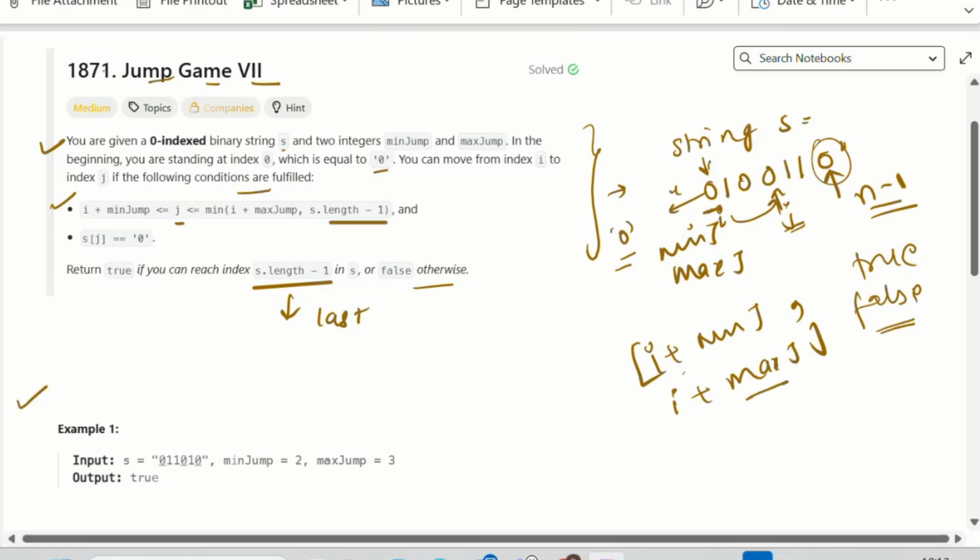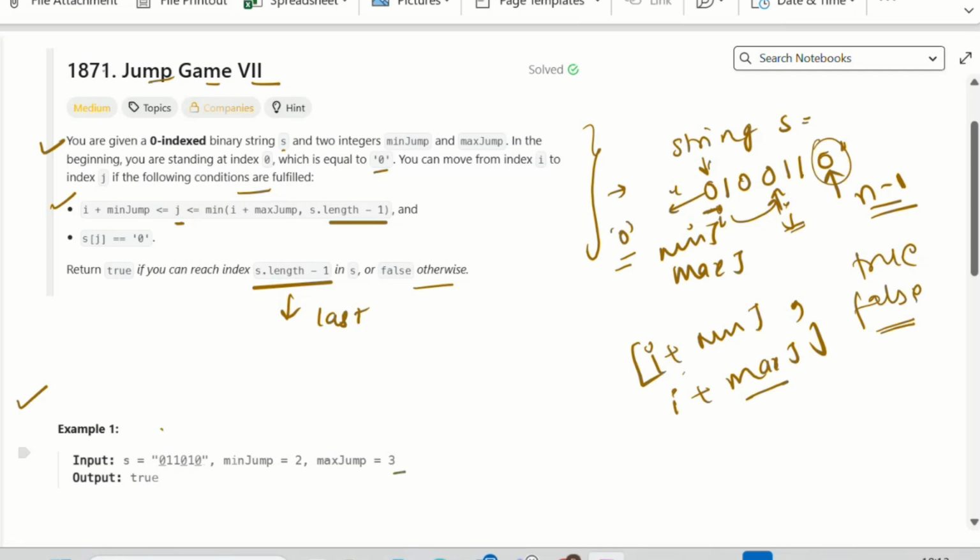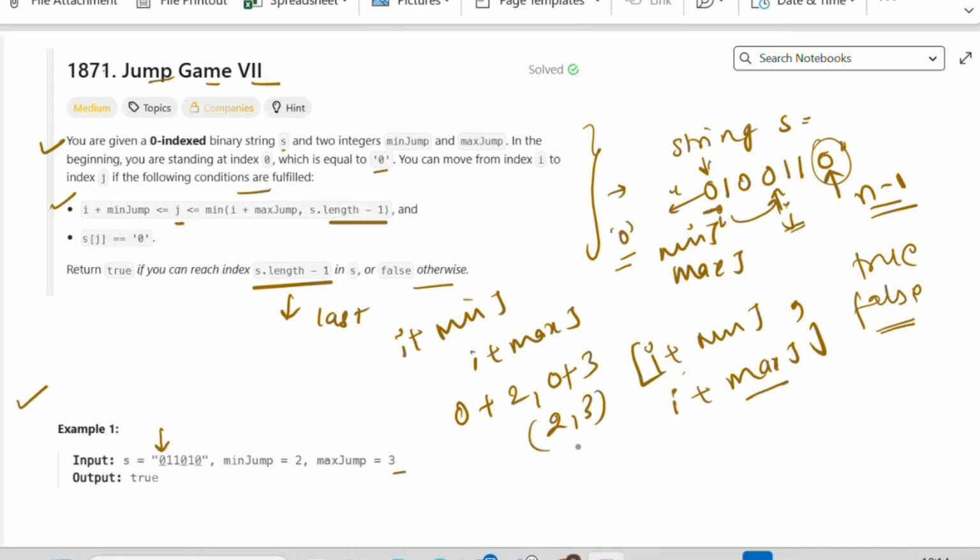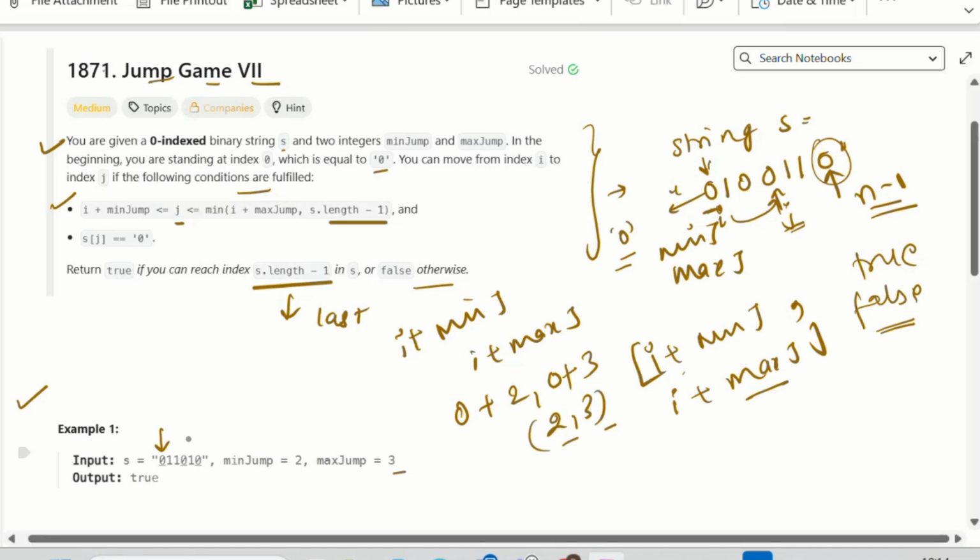So we will see this from an example. S is 0, 1, 1, 0, 1, 0, and minJump is 2 and maxJump is 3. So I am starting, suppose, from the 0th index. From my 0th index, which indices can we jump to? We can jump to i plus minJump and i plus maxJump. So i is 0 plus minJump 2, and i is 0 plus maxJump 3. So from index 2 to index 3 we can jump.